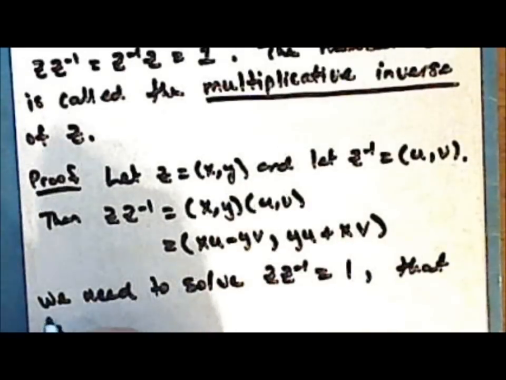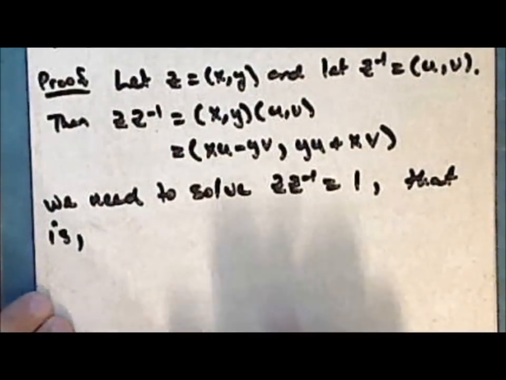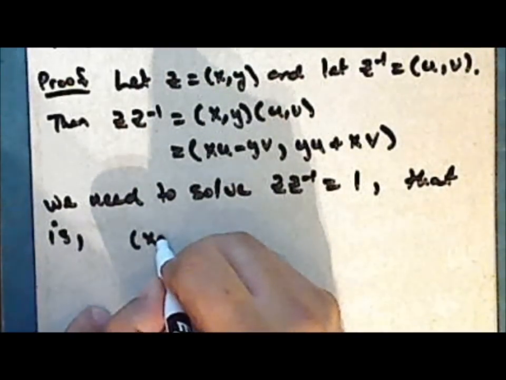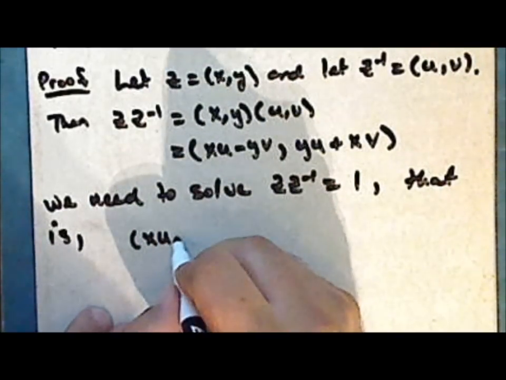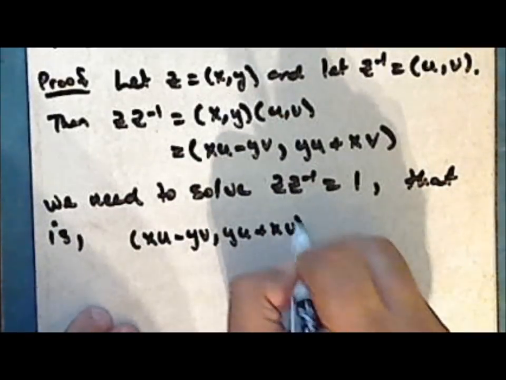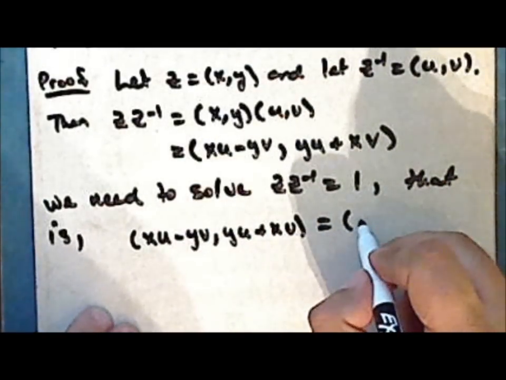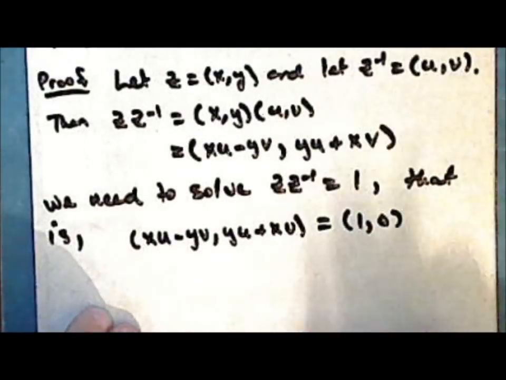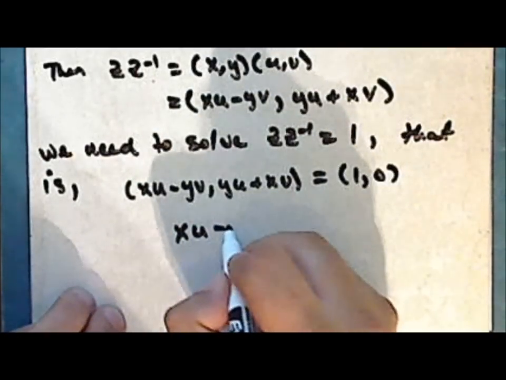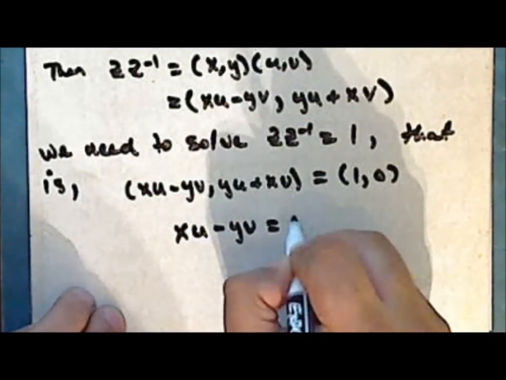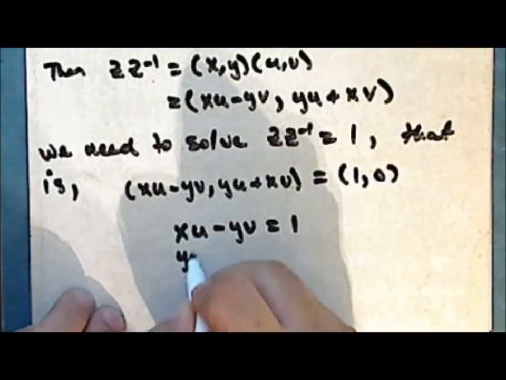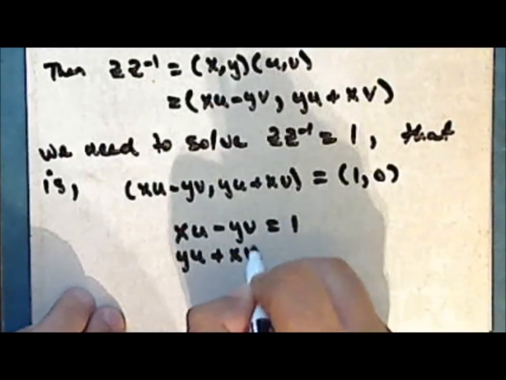And that gives us a system of two equations. So we have that x times u, or the ordered pair xu minus yv and yu plus xv must be equal to the number 1, which in the complex plane is the ordered pair (1, 0). And so we have, again, a system of equations. x times u minus y times v is the number 1, and y times u plus x times v is the number 0.